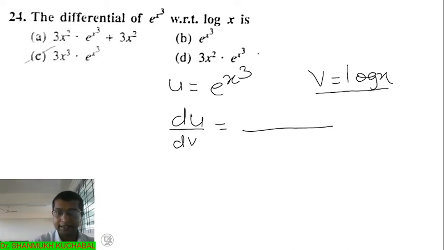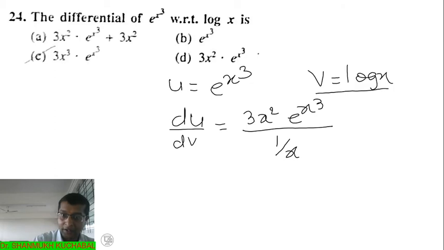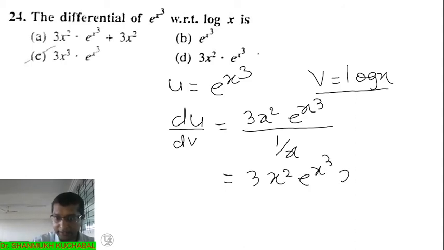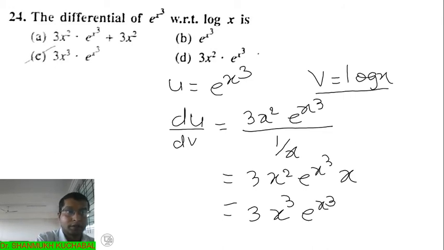So we get 3x square e raised to x cube, whole divided by the differentiation of log x, which is 1 by x. So 1 upon x, we take the reciprocal of this. So 3x square e raised to x cube into x. We can write this as 3 times x square into x cube e raised to x cube. So option C is the right answer.